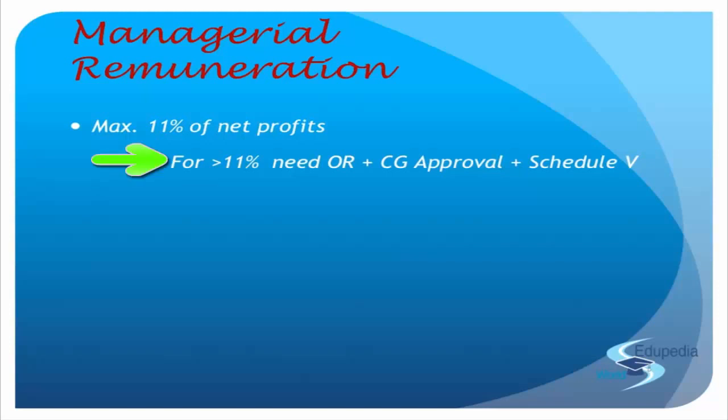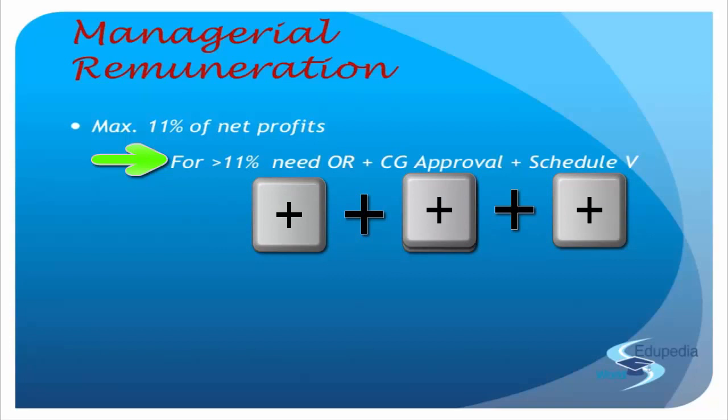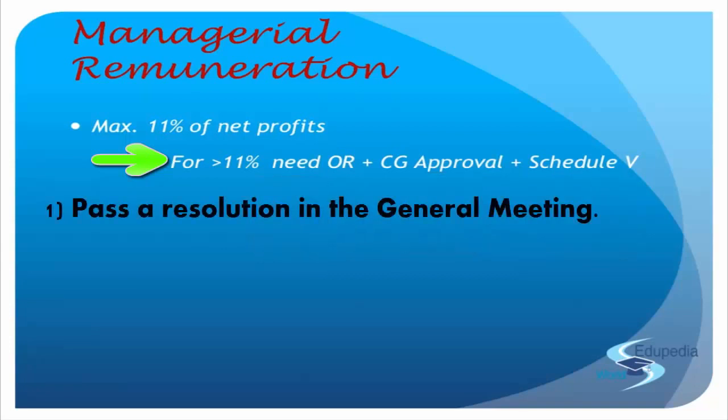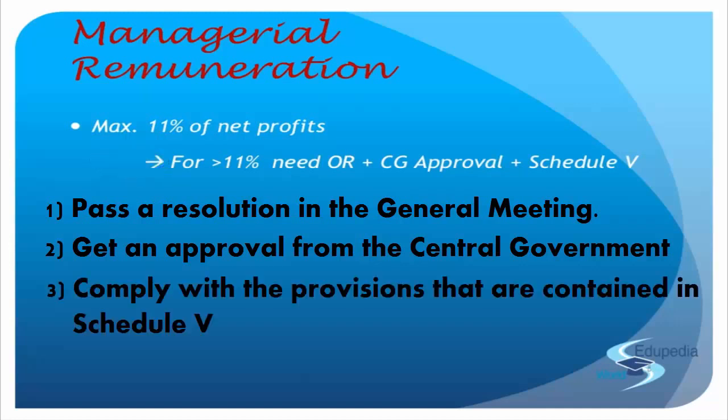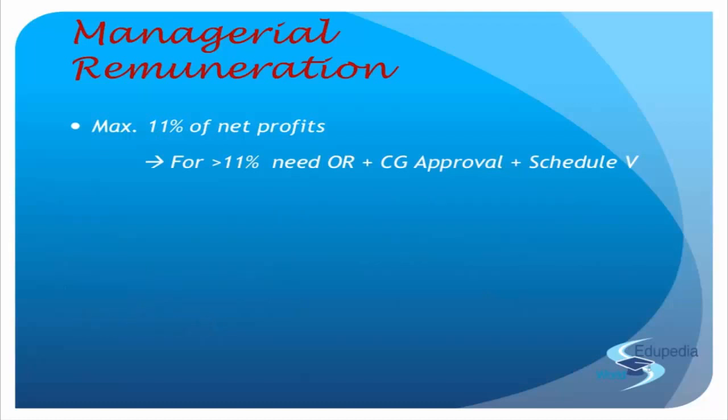Second, apart from the ordinary resolution, you also require, so therefore it is a plus sign. It's not a slash, it's not or. First pass a resolution in the general meeting, get an approval from the CG, right, central government, and then you also have to comply with the provisions that are contained in Schedule 5. Is it clear? And Schedule 5 means all the parts you can refer to, parts 1, 2 and 3, right? And in all those parts you have various sections also.